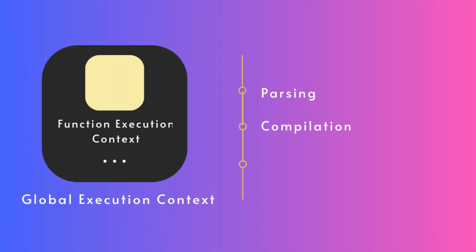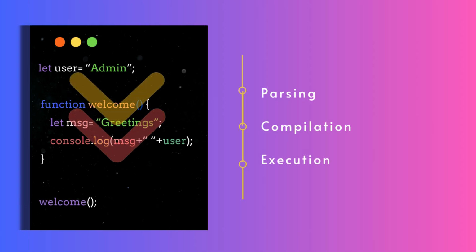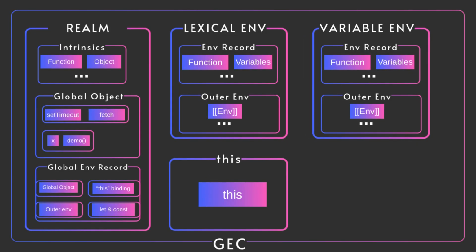Before JavaScript executes your code, it performs 3 major steps. Parse your code, create the needed execution contexts, and finally, it runs your code. As discussed in part 1, execution context is a container inside which your code runs. Every time you load a script or call a function, a new execution context is created.